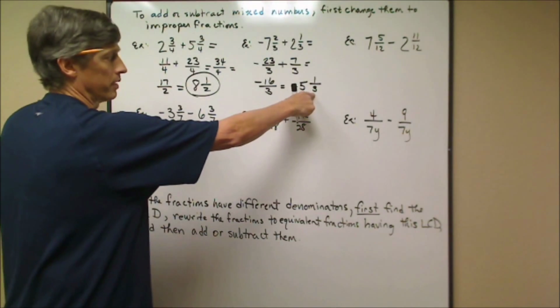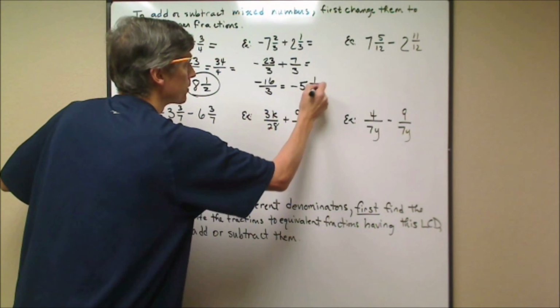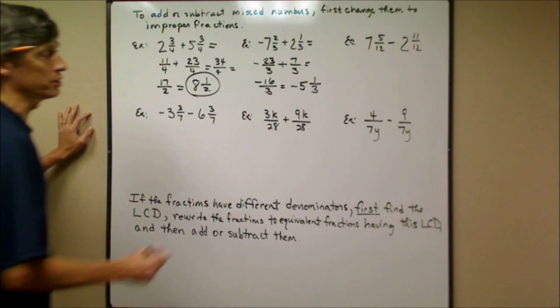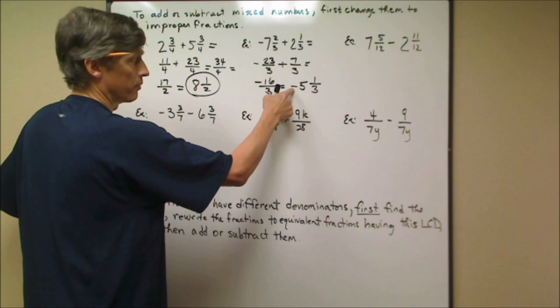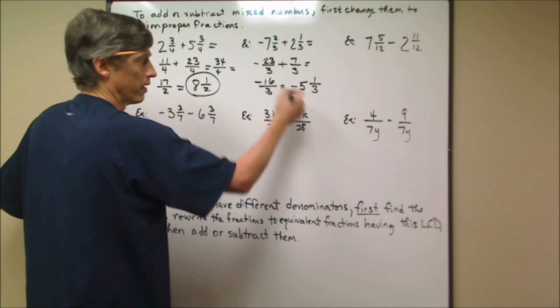That's smeared a little bit, but that's 3 right there. Negative 5 1/3. Let me put a better 3. There we go. And that's my answer. Notice because it's a mixed number, the negative sign goes out in front. You don't leave it in the numerator or the denominator. It goes out in front of the entire number.